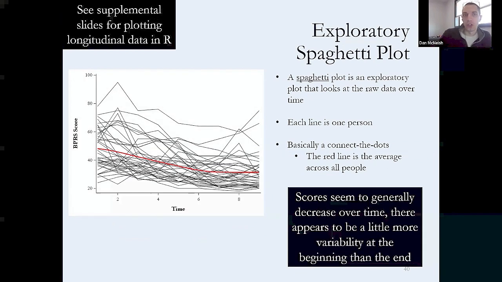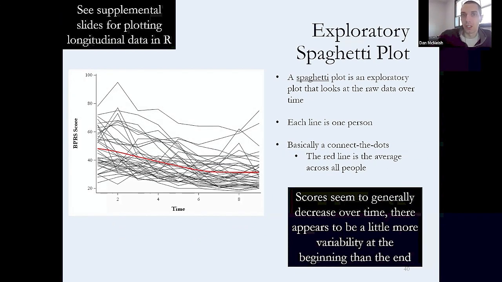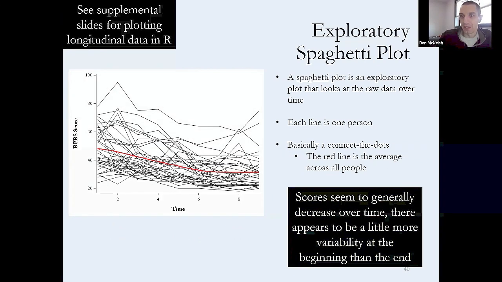As with most longitudinal data, it helps to plot it and to get an idea of what it looks like. So here's an exploratory plot, sometimes called a spaghetti plot, because it looks like you took some pasta and threw it onto a plate. If you want to see how to make this plot, there are supplemental plotting slides on the course website.